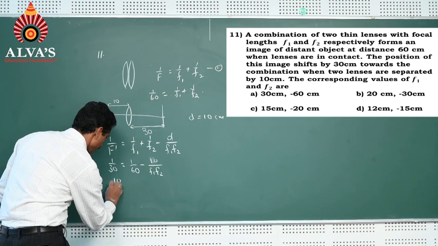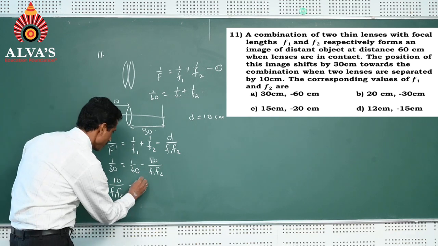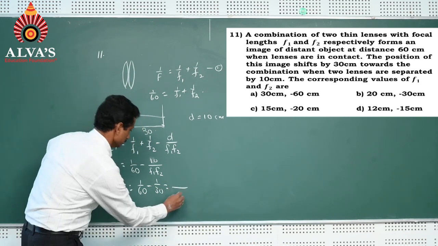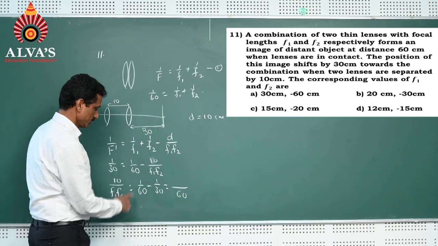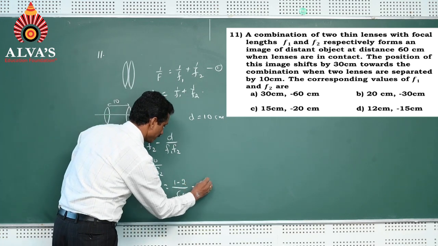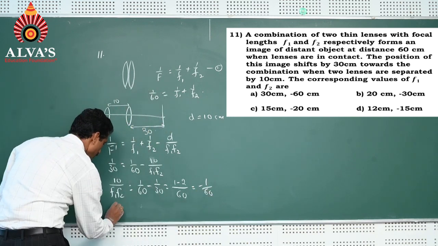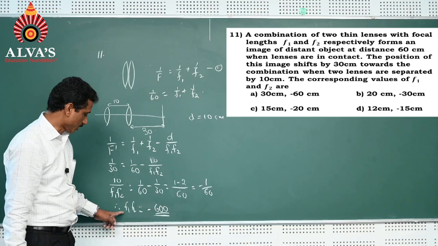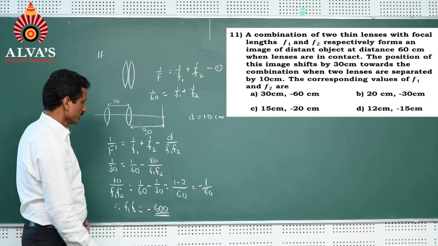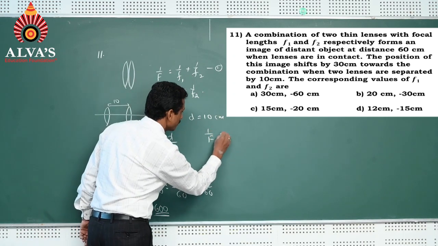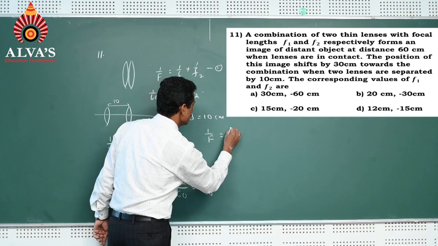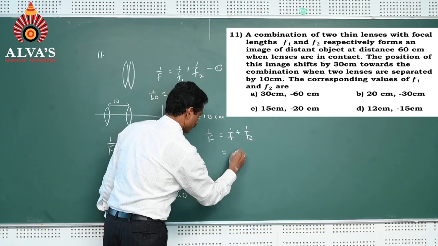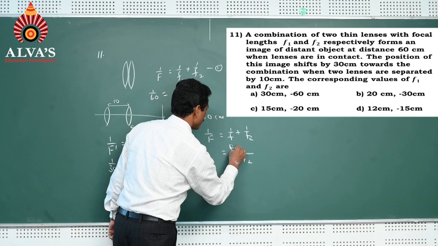10 divided by f1 f2 is 1 by 60 minus 1 by 30, which is nothing but, taking 60 as common factor, 1 minus 2, it's minus 1 by 60. Therefore, f1 into f2 is minus 600. The product of focal lengths is minus 600. Substituting here, 1 by f is 1 by f1 plus 1 by f2, that is f1 plus f2 over f1 f2.